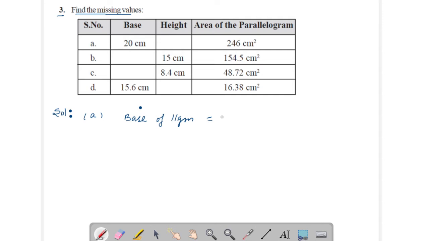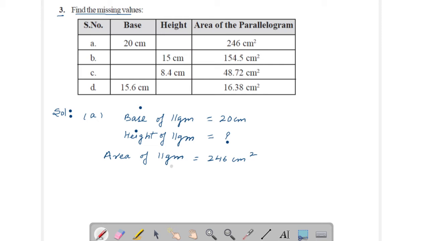It is 20 centimeter and height of parallelogram you have to find out, and area of parallelogram it is 246 centimeters square. From here you have to find out height of parallelogram.